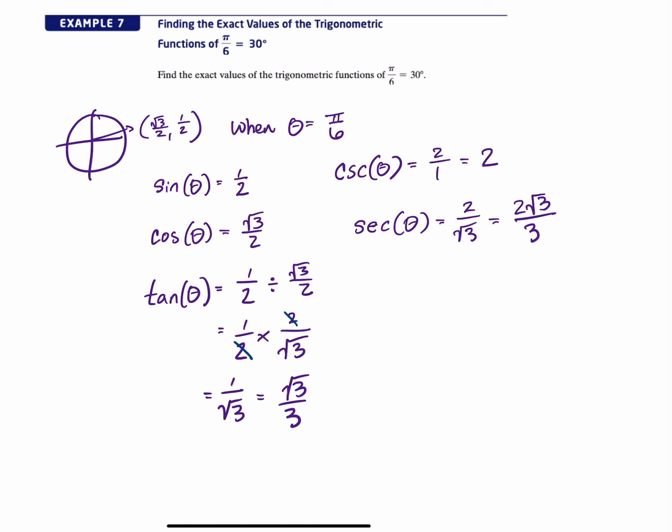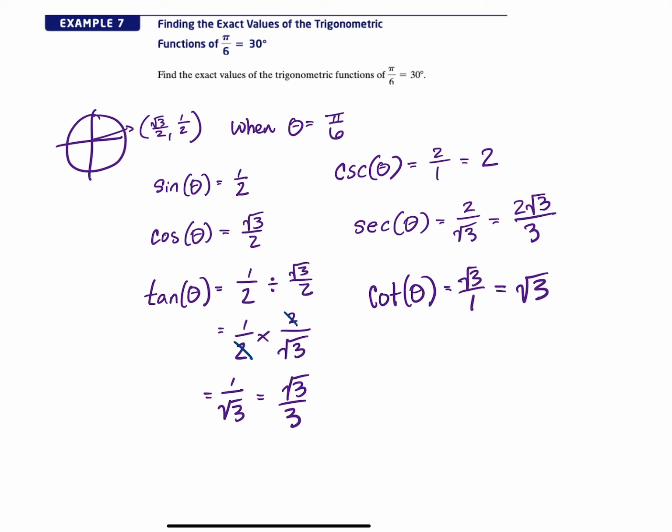And then the cotangent is the reciprocal of the tangent. So let's use this version before we rationalized. So instead of 1 over root 3, we can say root 3 over 1, or just root 3. So notice again, we get all of these just by knowing the coordinate point, by knowing the x and y coordinate point on the unit circle.